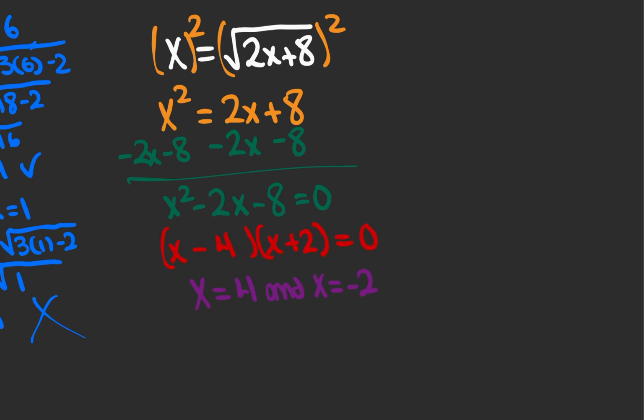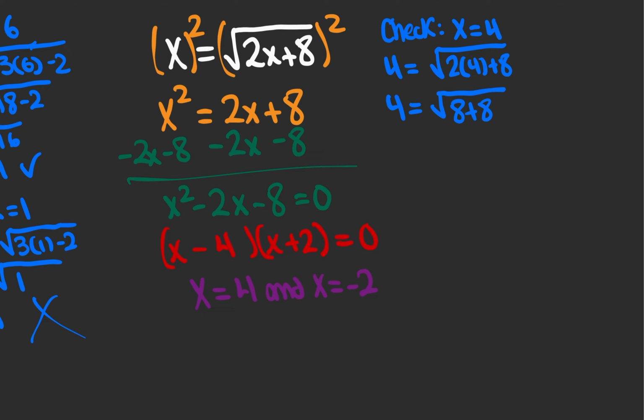Now we do our check on the upper right-hand corner. So we have check, and we have x equals 4. So we have 4 equals the square root of 2 parentheses 4 plus 8. This will leave us with 4 equals, 2 times 4 gives us 8. So we have 8 plus 8, which will give us the square root of 16. And the square root of 16 is 4 as well, so it checks out. So this could potentially be one of our solutions.